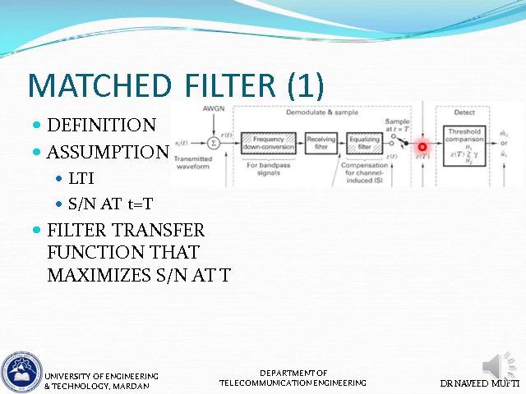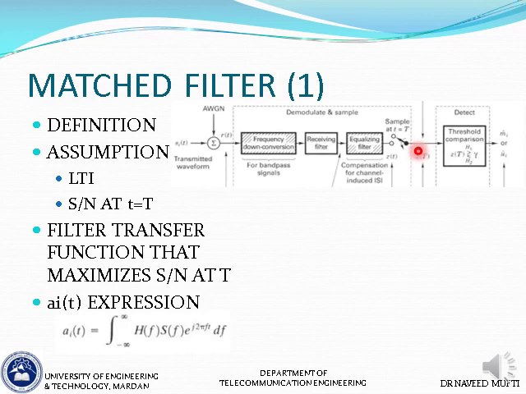So the value of a_o(t) that we get at the filter output, we can express it in terms of the filter transfer function H(f) and the Fourier transform of the input signal. So basically we can represent a_o(t), the value of the signal here, as this, where S(f) is the Fourier transform of the input signal s(t), and H(f) is the transfer function.